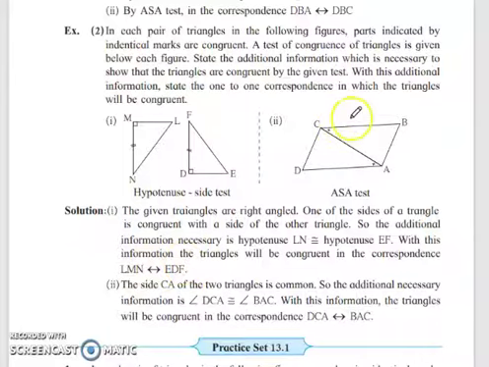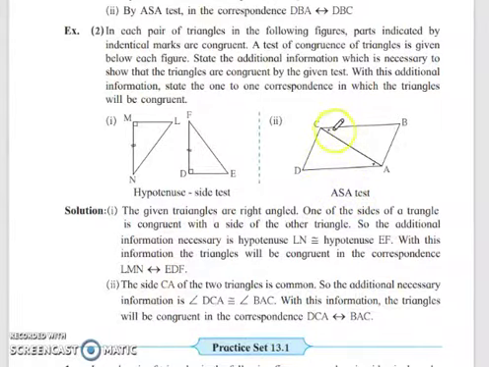Now in the second figure, there is one common side CA and two angles are given here. This angle BCA is congruent to this angle DAC. It is given here that this angle is congruent to this angle. Now the test is given as the angle side angle test. That means we need two angles and, in between them, one side to be congruent.